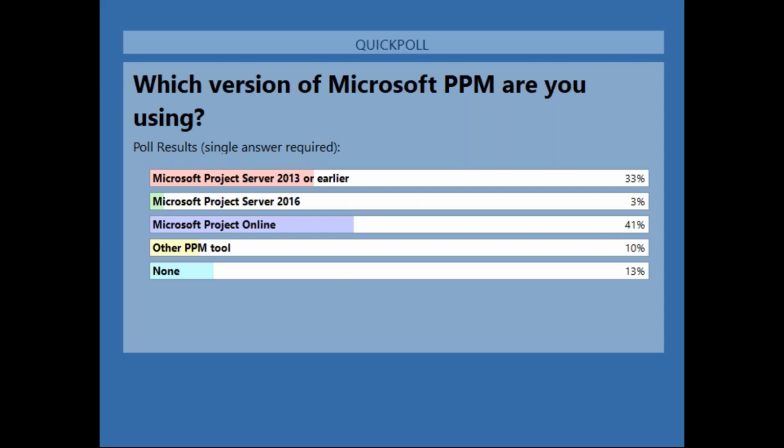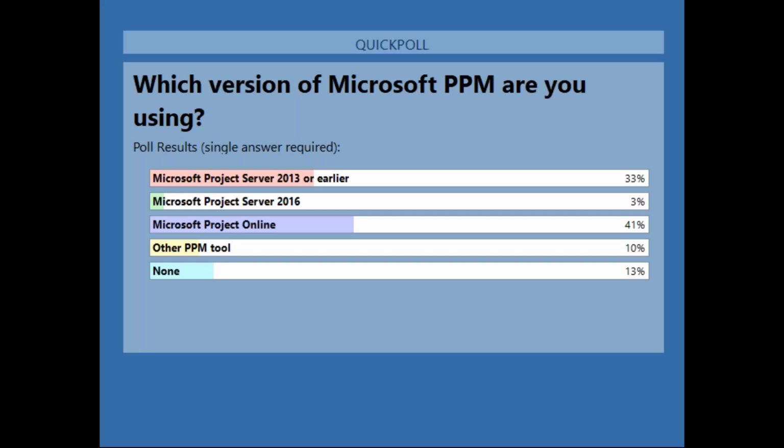Okay, let's close it and share the results. Based on all the attendees today, we got 33% that are on earlier versions, 2013 or earlier. Many of you may be considering a switch now, especially as Project Server 2013 is coming out of mainstream support in April 2018. And I'm sure you'll be evaluating the need to move to the cloud as a very viable option. 3% have actually moved to the on-premise Project Server 2016.